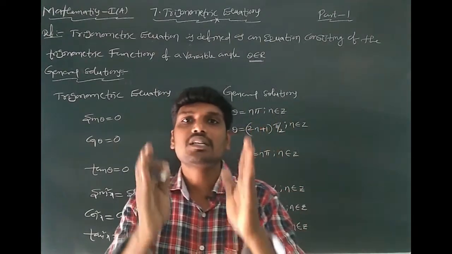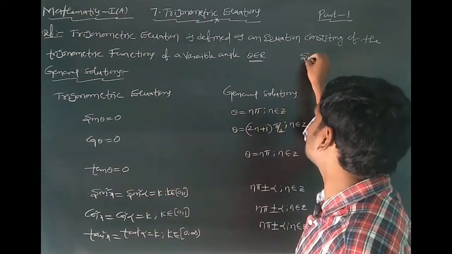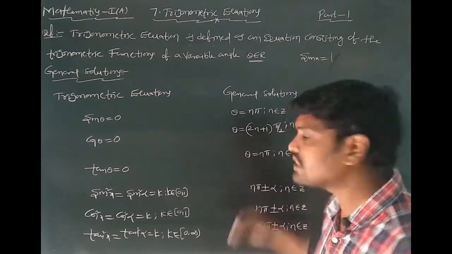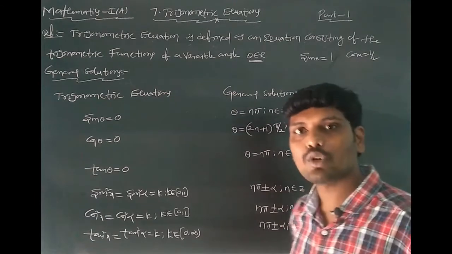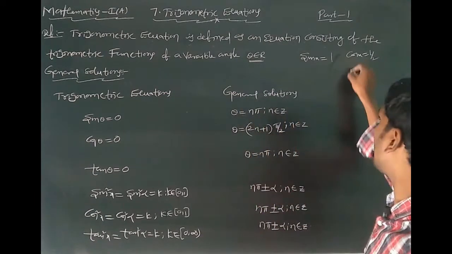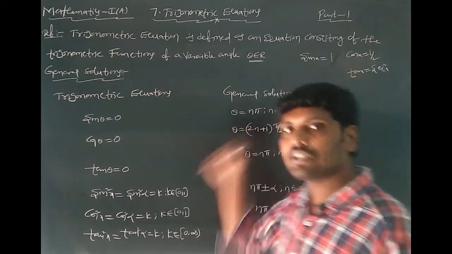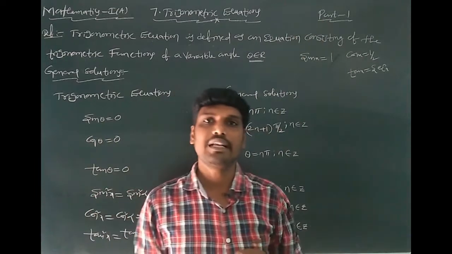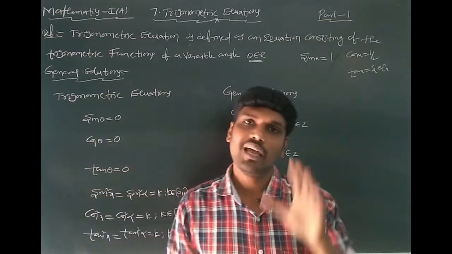You can connect these functions using the equal sign. Suppose sin x is equal to some value 1. This is one trigonometric equation. Cos x is equal to 1 by 2. This is also a trigonometric equation. Tan x is equal to secant square x. This is also one type of trigonometric equation. These are the examples of trigonometric equations. This is the definition of a trigonometric equation.